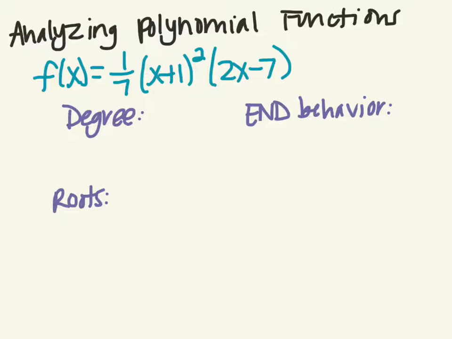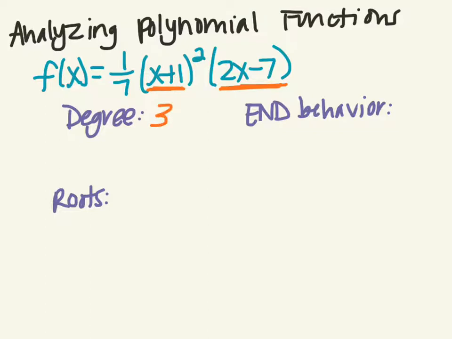For the degree, you want to look at each x and look at the power it's associated with. So for this first one, we have x plus 1, the quantity squared, that counts as 2 x's. And then for the second one, we just have 2x minus 7. There's no power on the outside, so that counts as an additional x. So 2 x's from the first and 1 x from the second makes this a degree of 3.